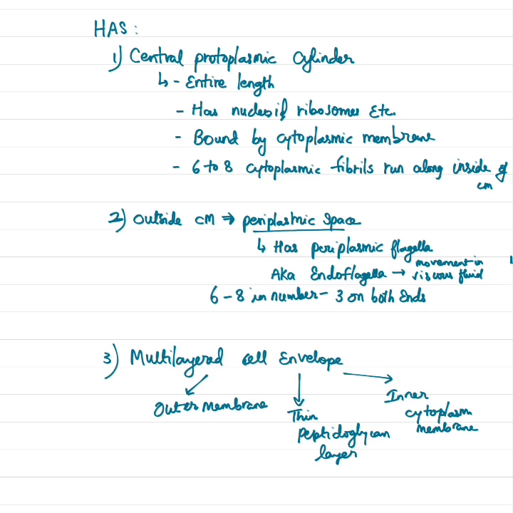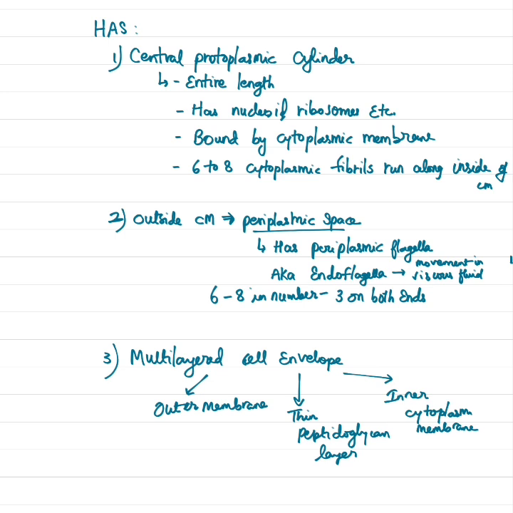The inner cytoplasmic membrane of the cell envelope bounds and surrounds the protoplasm, and this protoplasm also has 6 to 8 cytoplasmic fibrils which run along the inner side of the cell membrane. Coming to the periplasmic space, it lies outside the inner cell membrane, that is, between the outer membrane of the cell envelope and the inner cytoplasmic membrane. So this is the periplasmic space.